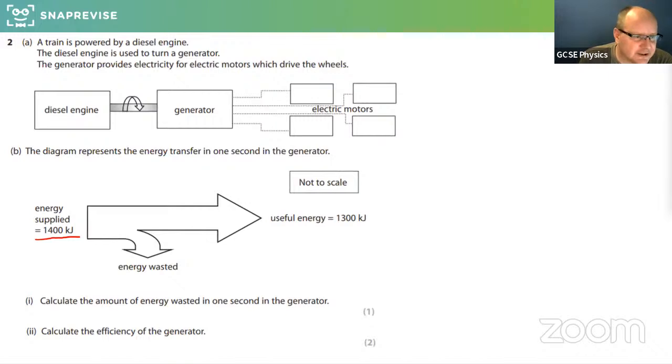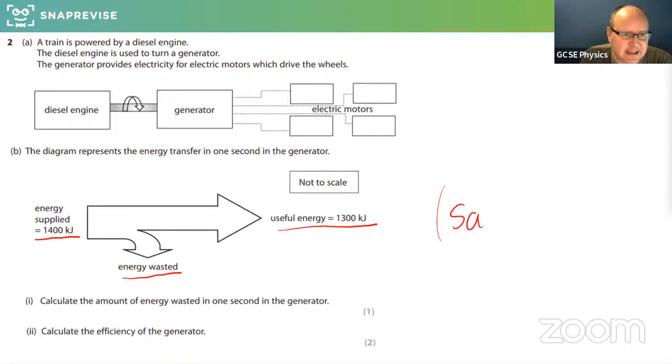And the useful energy output from that, which is converted into kinetic energy in the electric motors, is 1,300 kilojoules. Then we've got an arrow from our diagram here pointing downwards, which says energy wasted, but no number. So without reading the questions, we're likely going to be asked what that amount is. And this arrow diagram is often called a Sankey diagram.